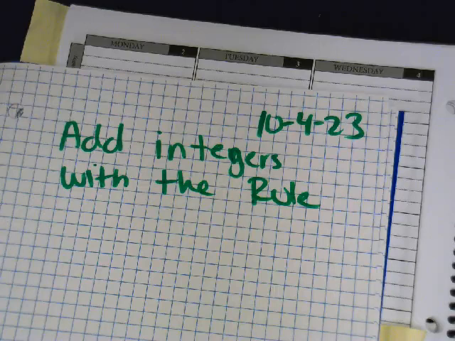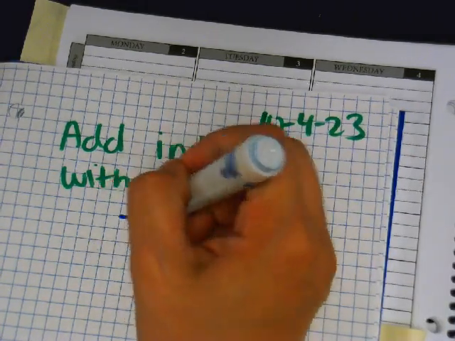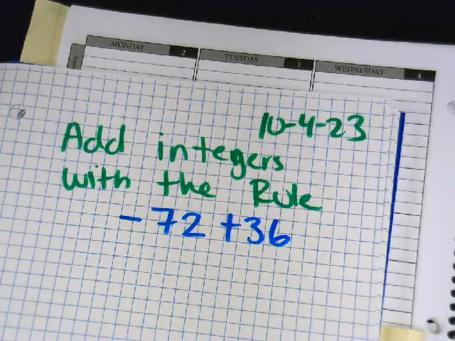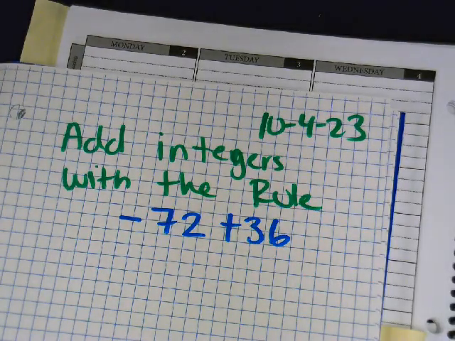So yesterday you guys reviewed from 6th grade how to add with the number line and how to add with the positive and negative tiles at the end of the video. That's great for small numbers. But what if the numbers that I give you are like negative 72 plus 36? Are you going to draw a number line all the way to negative 72 and then 36?